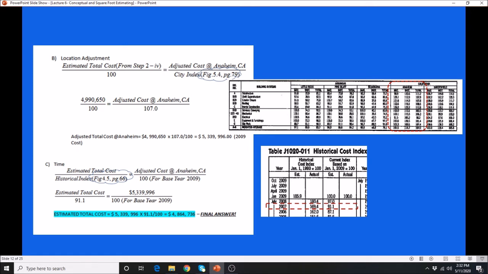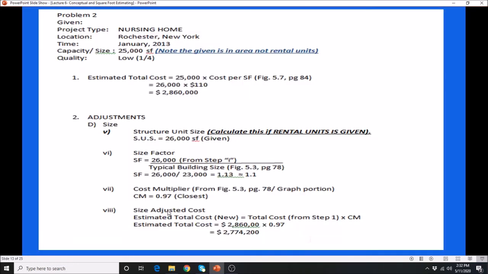So again, for this particular illustration here, it tells you what figure you're going to use. You just need to follow this particular step. For problem number 2, what we have here is a nursing home, Rochester. This time it's beyond 2009, so we have here 2013. And it is a low quality, 1/4. Note what is given here instead of the rental unit. It is in terms of the square footage.